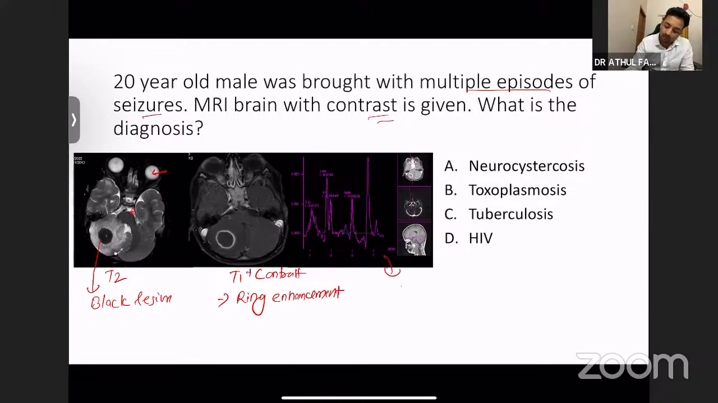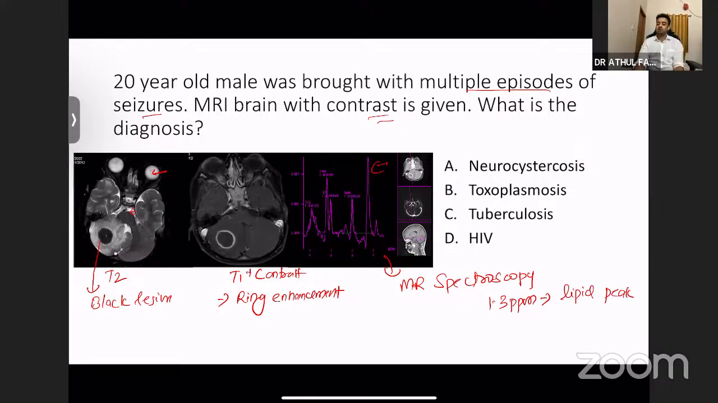And this is MR spectroscopy, showing an elevated peak at 1.3 ppm. If you know the theory, this can be a lipid or lactate peak. So this is a lipid peak here. These are the findings: a T2 black hypointense lesion with peripheral rim enhancement and a lipid peak at 1.3 ppm. So what is the diagnosis? Whether it is neurocysticercosis, toxoplasma, tuberculosis, or HIV. These are the questions you should understand.